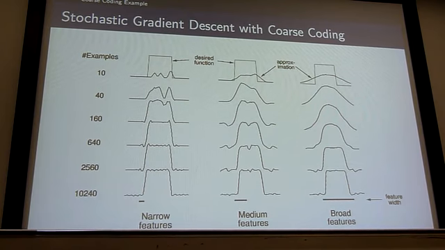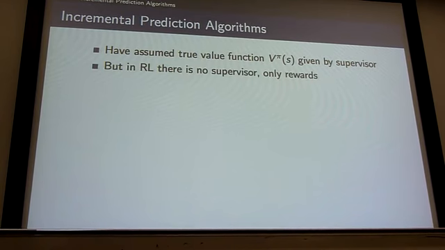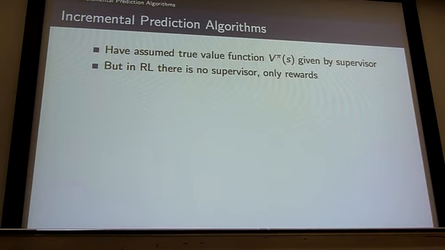Okay. So far we've just been doing essentially supervised learning of a value function. We've assumed that someone's been telling us v pi. But we're really doing reinforcement learning here, so there's no supervisor, we just have experience, and at the end of that experience we see a bunch of rewards, and by trial and error the agent has to figure out how to do better.